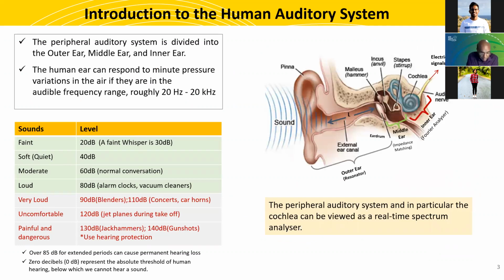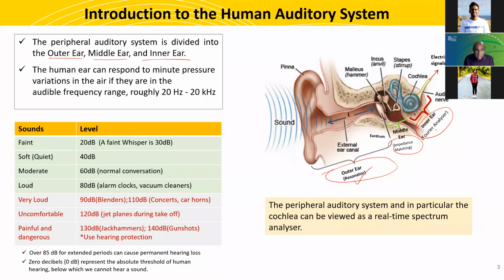So let's look at the first slide. Let's look at the peripheral auditory system. Peripheral is divided into three parts: outer ear, middle ear, and inner ear. You can see from the diagram the outer ear part, middle ear, and the inner ear. Inner ear is the important one, which is the spectrum analyzer. The outer ear is a simple resonator. We'll look at that in a minute.